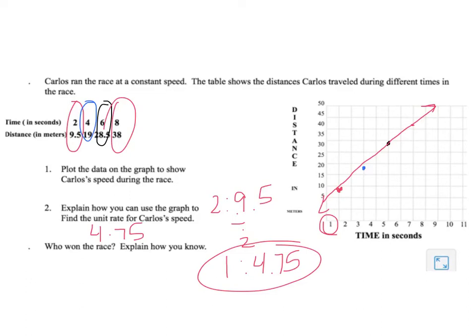So we want to figure out who won the race. Did Carlos win the race, or did Angel win the race? If we remember, if you look up, Angel's unit rate was 4.5. So for every second she runs, she goes 4.5 meters. For every second Carlos runs, he goes 4.75. So Carlos is going to win the race because his unit rate, or constant of proportionality, is larger.